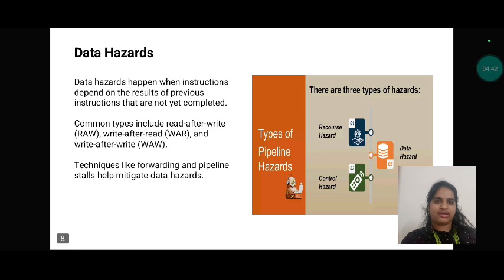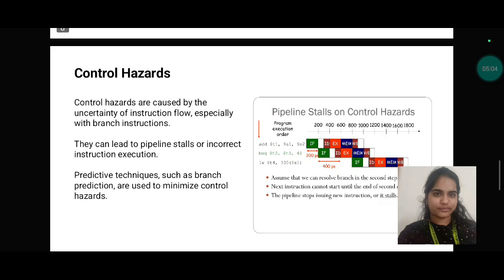What is a data hazard? A data hazard happens when an instruction depends on a result that is not yet completed. Common types include read after write, RAW, write after read, WAR, and write after write, WAW. Techniques like forwarding and pipeline stalls help in handling data hazards.